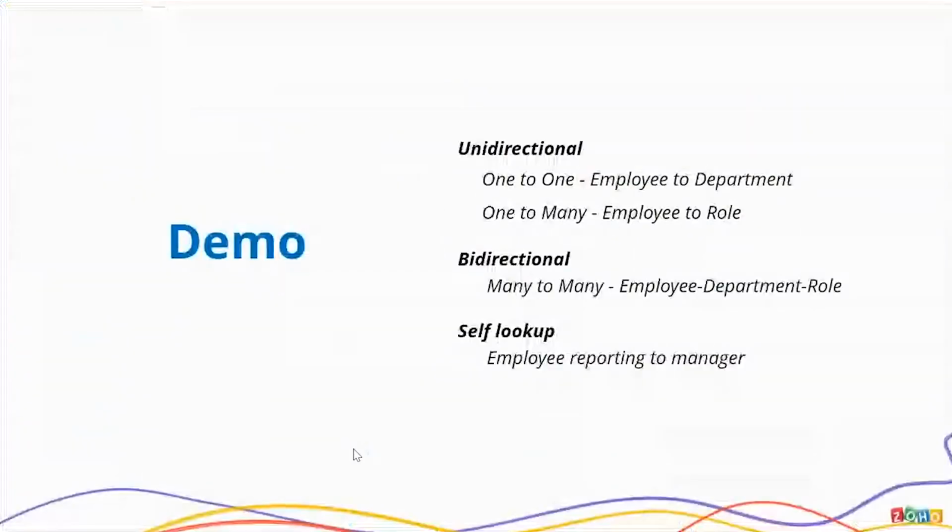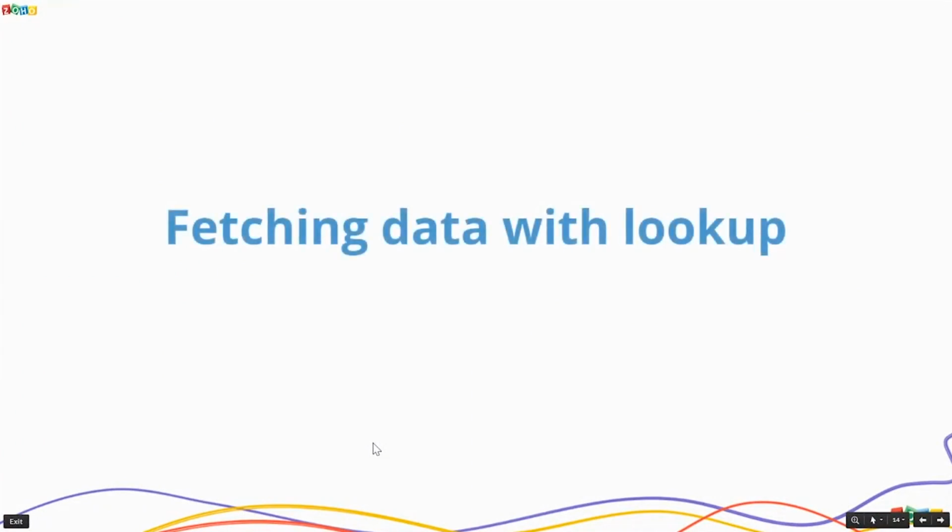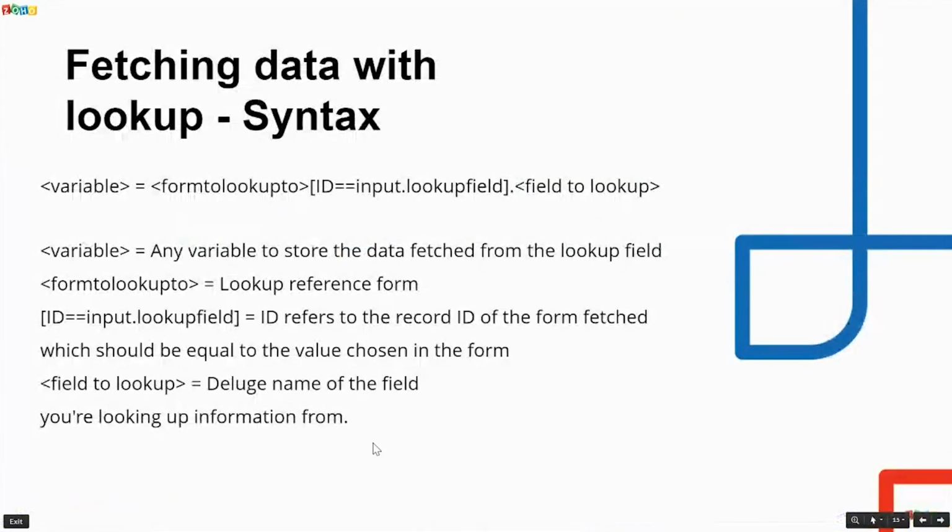So I'm getting into the presentation again. Fetching data with the lookup field. How do we achieve this? There is a syntax for fetching the data with the lookup field. So variable is equal to form to lookup to, and you would be using a filter criteria: ID is equal to input.lookup field dot field to lookup to. So let me get into the application and show you how to fetch the data from the lookup field.